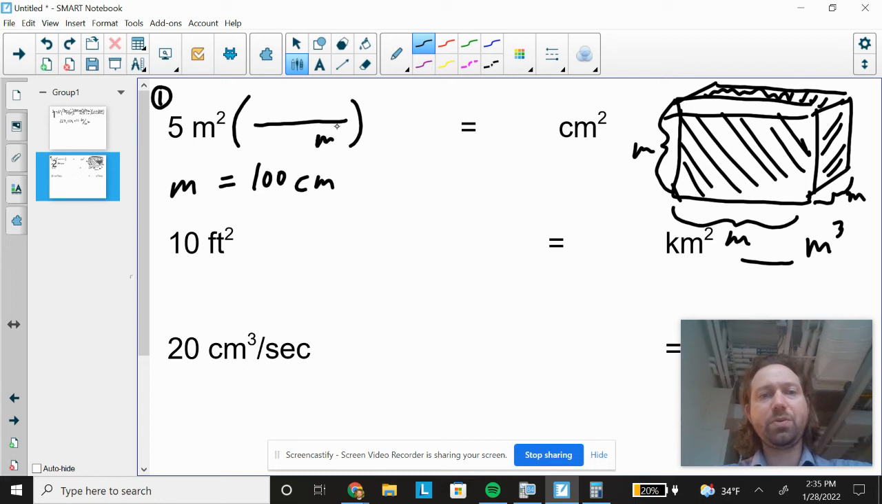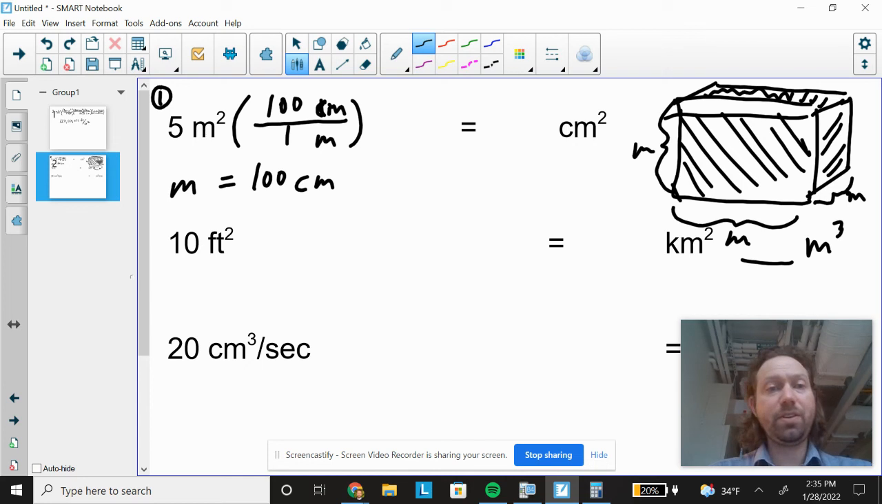We would say that meters would be on the bottom because meters are over here, and centimeters would be on top. Okay, so normally I would just put 100 over 1 and I would be done. However, we're not able to cross out the units here because this is meters squared. And I need meters squared, and I also need centimeters squared ultimately for my answer. So in order to do that, we have to square the whole thing.